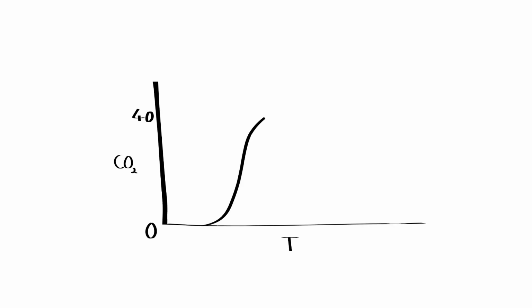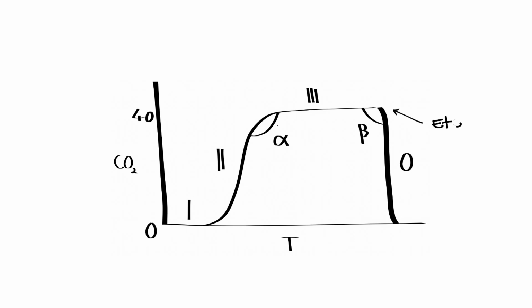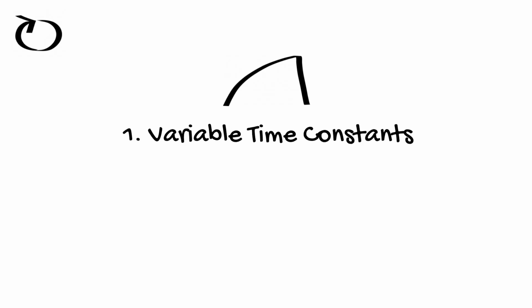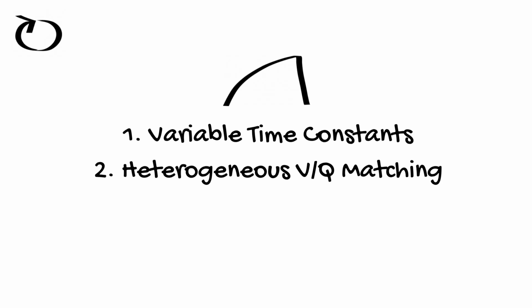The final point of interest on the obstructed capnography waveform is the end tidal CO2. This is often significantly elevated, and the trend can be useful for monitoring response to ventilation. However, it is usually significantly lower than the arterial PaCO2. This is termed the PaCO2 to ETCO2 gap, which is caused by alveolar dead space, which we'll discuss in a future video. To recap, the sloping shark fin shape of the obstructed capnography curve is caused by a combination of two effects. One, variable alveolar time constants, and two, heterogeneous VQ matching throughout the lung.